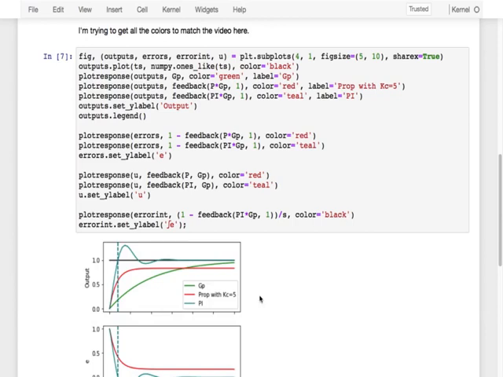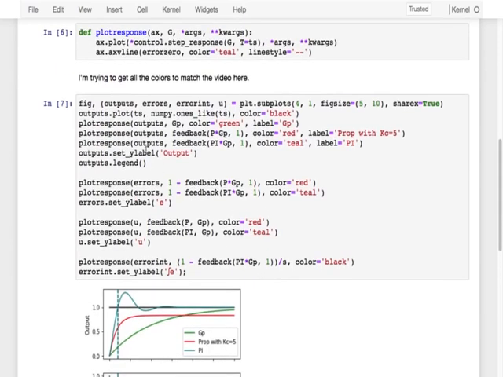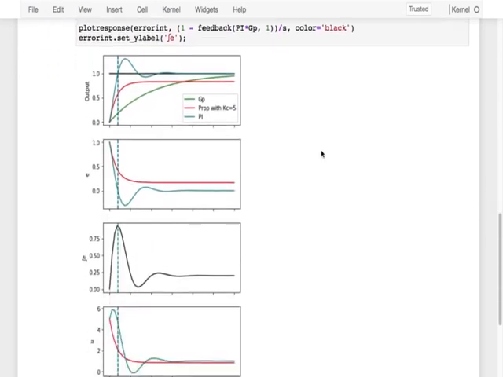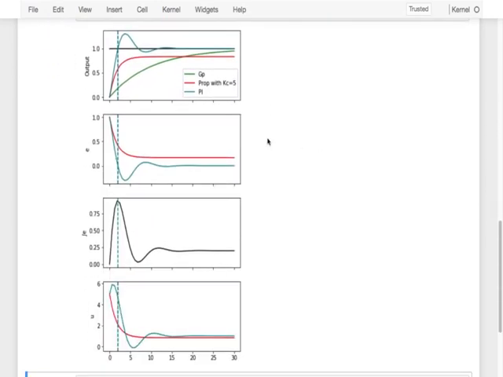So just to show what we have over here: the set point, in green the open loop response, in red the response of a proportional controller with KC equal to 5, and in teal the control response of a PI controller. You can see that that's roughly the kind of response that I was drawing in the previous part of the video. Everything kind of matches up over here.